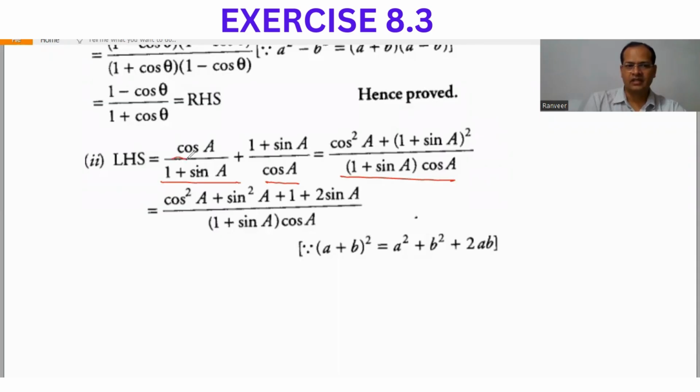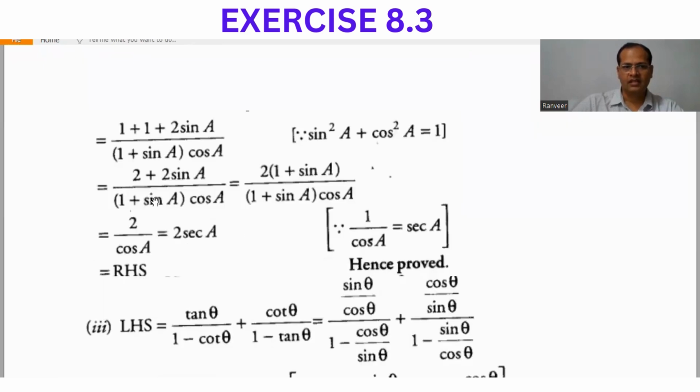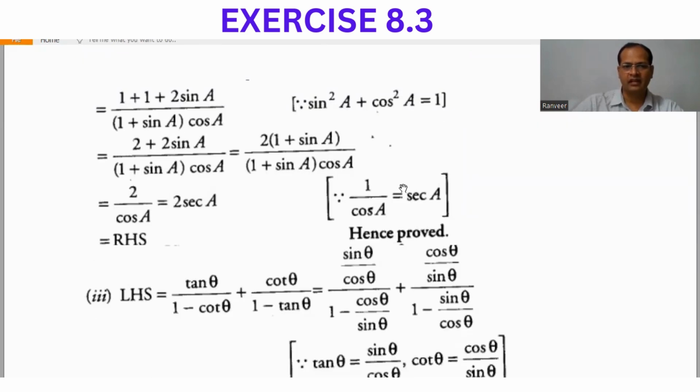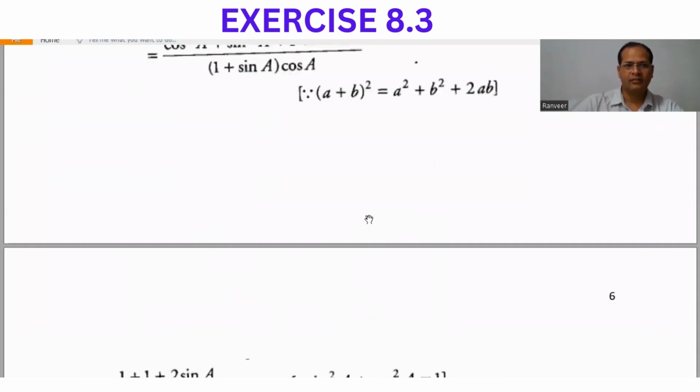After that, this will cancel, and cos square A plus (1 plus sin A) whole square. Just we expanded this. Now here these two will become 1, so 1 plus 1 is 2, 2 plus 2 sin A. Here also, this is the common value 2, (1 plus sin A), and once we do the calculation, 2 by cos A. This is the RHS.